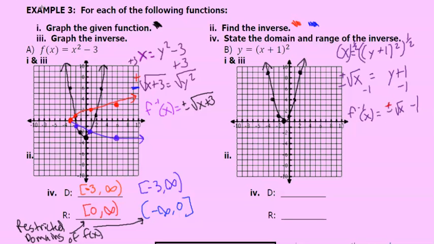Let's do the positive one first. So it looks like it went down 1, and then we can draw our graph. The domain of this one is from 0 to infinity. The range of this one would be from -1 to infinity.